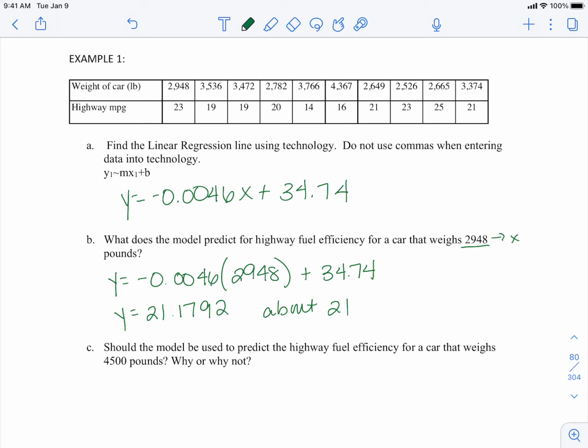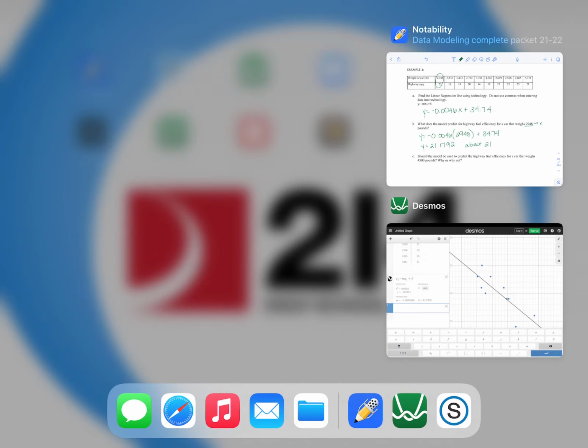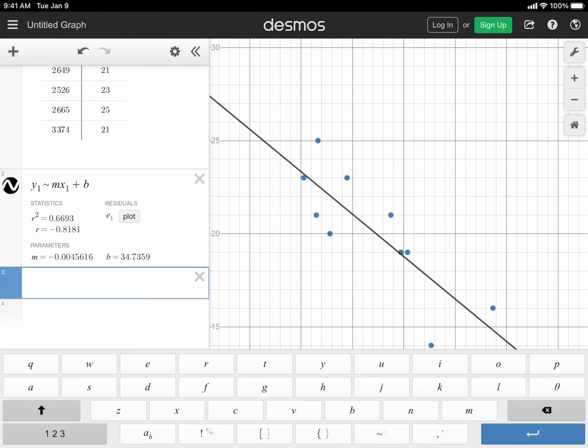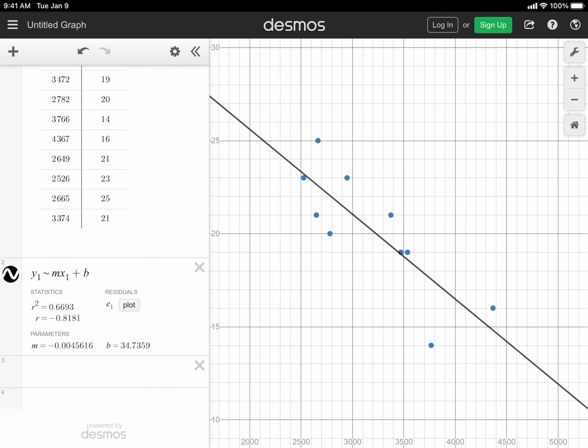Now, if we look at our table, we see for 2,948, the actual value was 23. So that's close. We can also look on our graph and we can see where that is. 2,948, that one is right here. And so our line predicts it to be about 21, you can see, slightly lower.